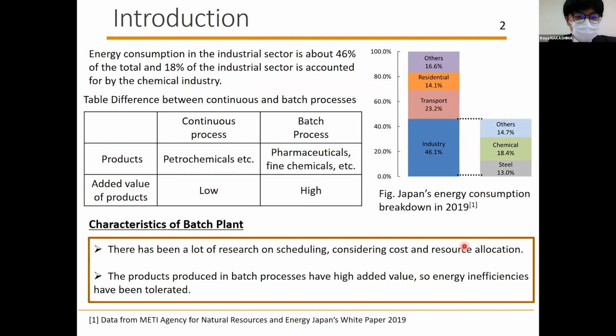For batch processes, there has been a lot of research on scheduling, considering cost and resource allocation. But energy efficiency has not been a major consideration due to the high added value of the product. However, energy conservation is now required in batch processes.